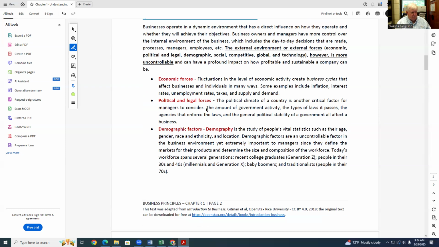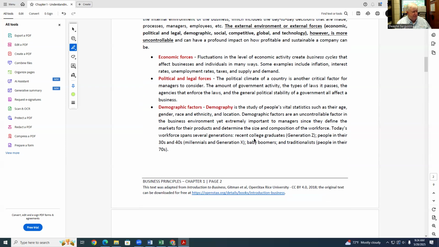Political and legal forces, of course, politics all the time. If the government comes up with a brand new law and it outlaws your particular product or the way you do business or make a product, that can really affect your business.